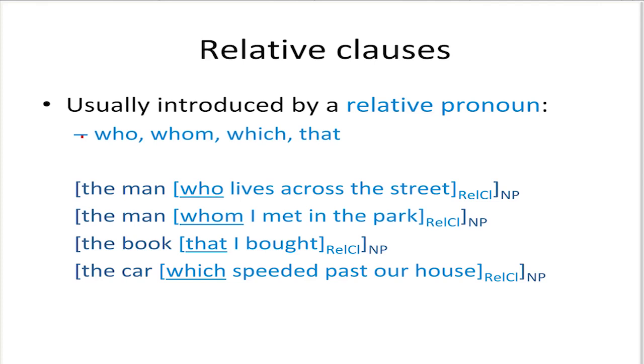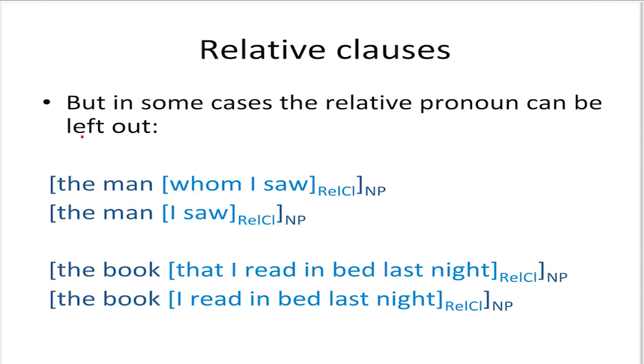But you can't rely on there being a relative pronoun in order to figure out if something is a relative clause, because sometimes the relative pronoun can be left out. So instead of the man whom I saw, we could just say the man I saw. Instead of the book that I read in bed last night, we could just say the book I read in bed last night. What makes something a relative clause is not whether or not it's introduced by a relative pronoun, but whether it is a clause which sits in the post modifier position of the noun phrase.